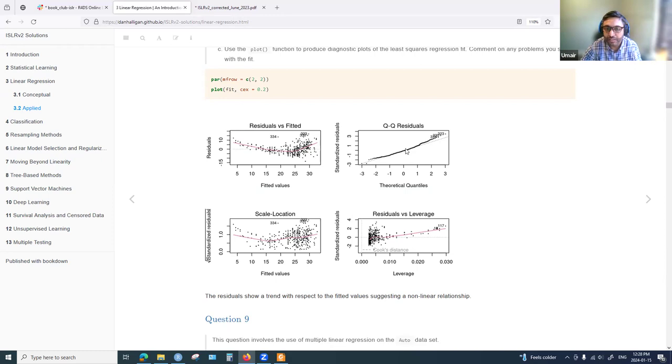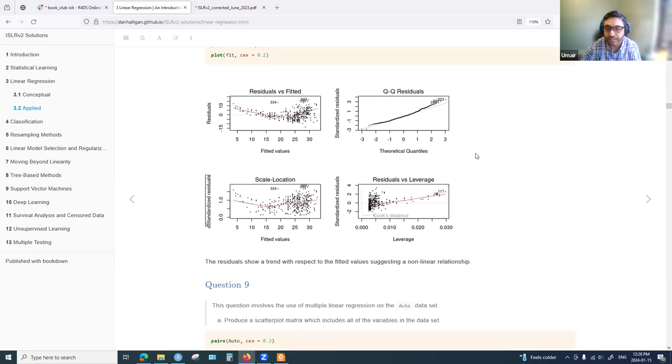The second one is the quantile residuals. We have theoretical quantiles on the x-axis and standardized residuals on the y-axis. If the relationship is linear, then these points should be aligned on this dashed line. If they are very far from the dashed line, it indicates that it's violating the assumptions of the regression model.